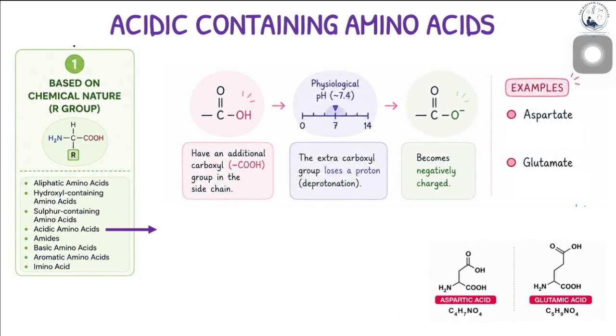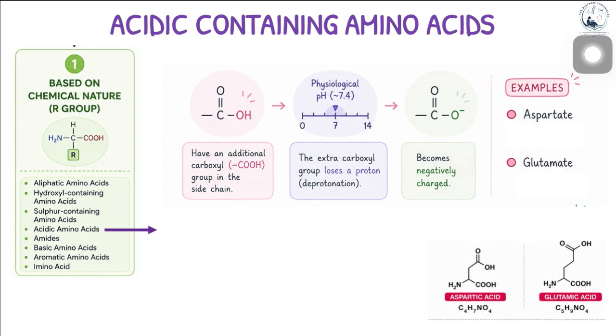So the next one is acidic amino acids. So amino acids already have one acidic group. When they have an additional acidic group, they form these acidic amino acids. So under physiological pH, they undergo deprotonation, they release the H plus and they are negatively charged. So these are negatively charged. Remember this because this will help us in the next classification of amino acids. So there are two examples, aspartate or aspartic acid and glutamate or glutamic acid, which are again very vital for our body.